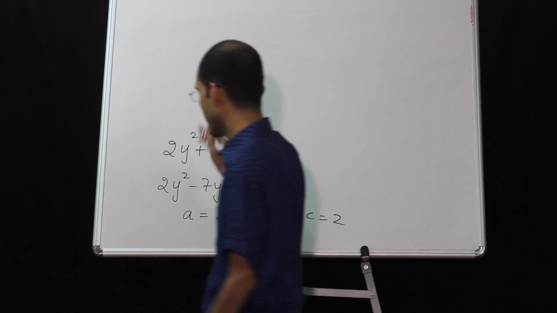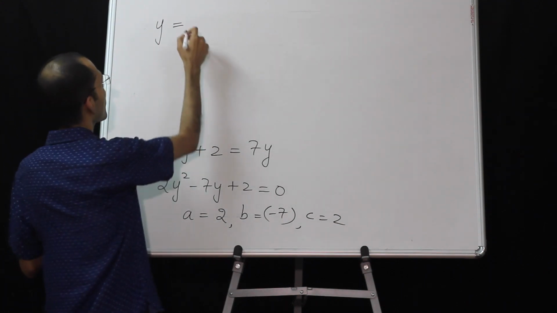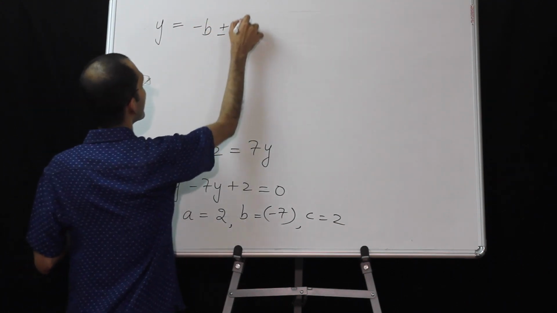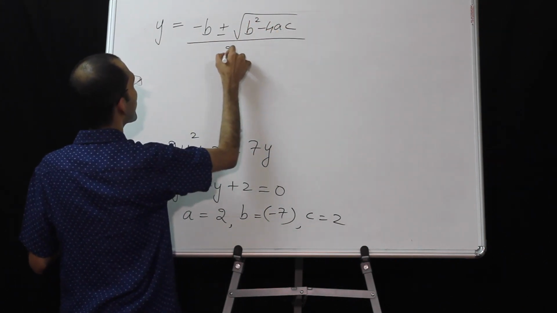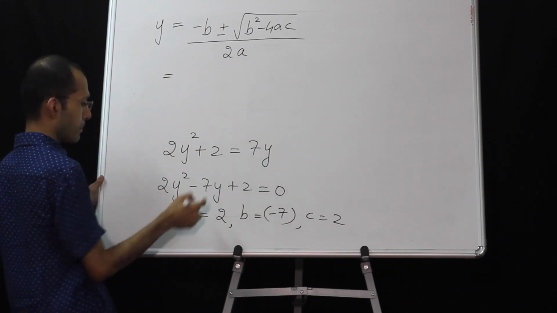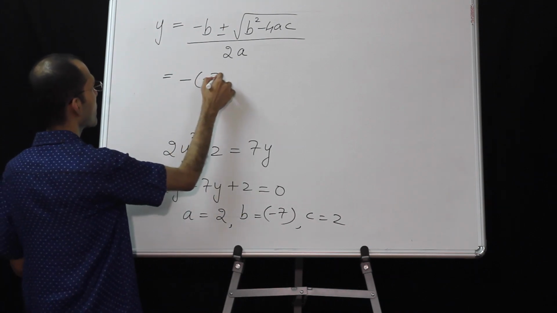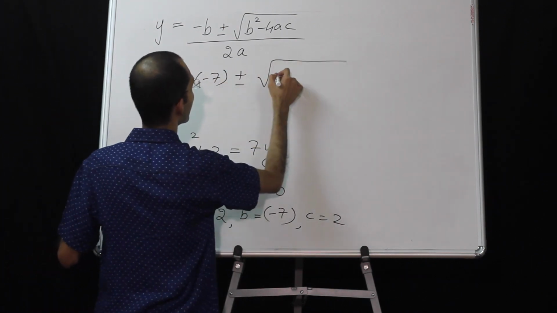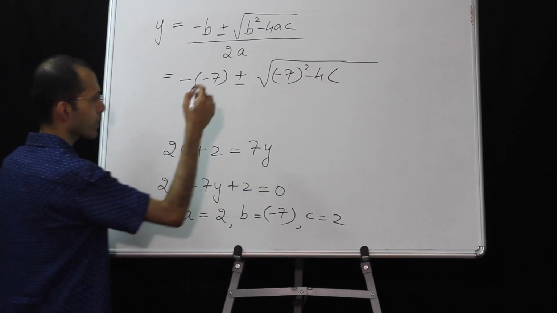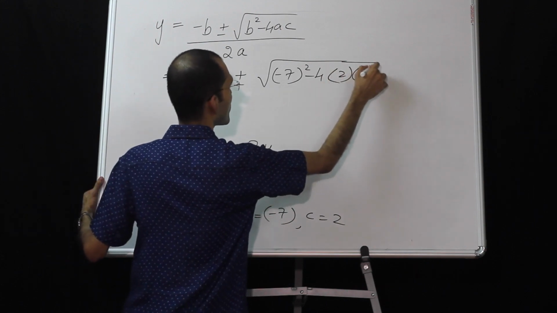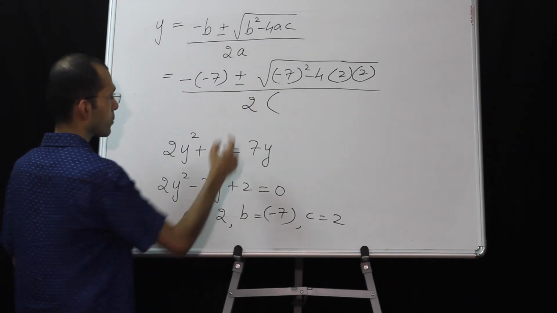So we will write y equal to, because we are finding the value of y, so minus b plus or minus square root of b square minus 4ac the whole divided by 2a. B, this minus comes down. What is b? B is minus 7 plus or minus, now simple substitution, minus 4ac. What is a? 2. What is c? Also 2. The whole divided by 2a. A is also 2. Okay.